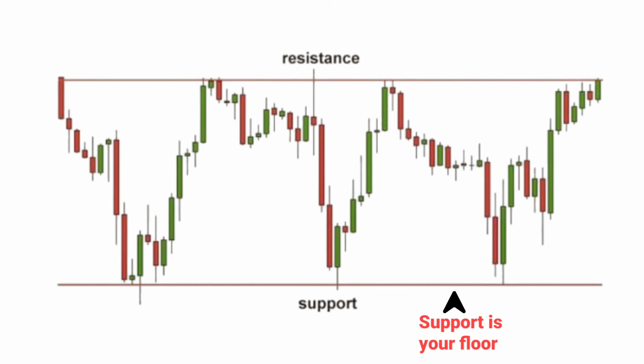Summary: support is your floor. Resistance is your ceiling. Strong levels have multiple touches and are visible on higher time frames. Always draw zones instead of thin lines. Watch for role reversals when a level breaks. Be cautious of false breakouts and liquidity grabs, and combine these levels with other tools for higher accuracy.